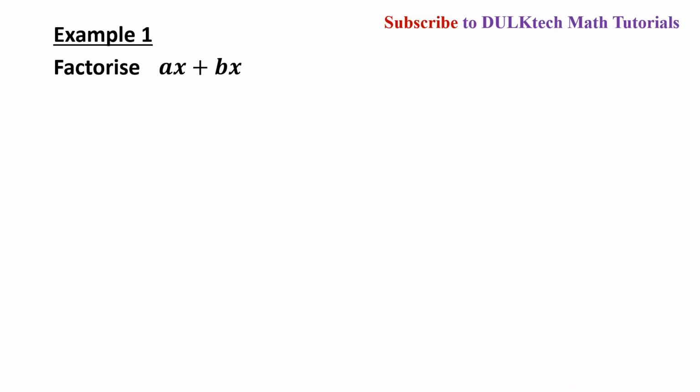The first thing that you have to do given an expression like this one is to look for the highest common factor of these terms. We have two terms here, ax and bx, so we have to look for the highest common factor of ax and bx. In this case the highest common factor is x, so we take out the highest common factor like this.